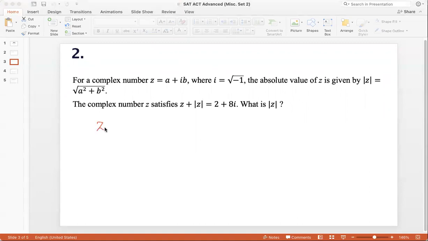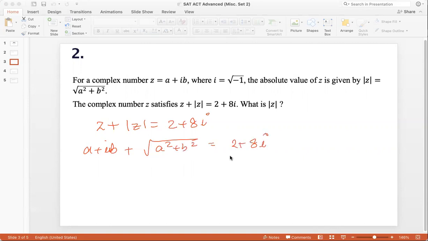Okay, so z plus mod of z is 2 plus 8i. So let z be a plus ib. So a plus ib plus square root of a squared plus b squared is 2 plus 8i. So if you write the real parts together, then a plus under root of a squared plus b squared plus ib is 2 plus 8i.